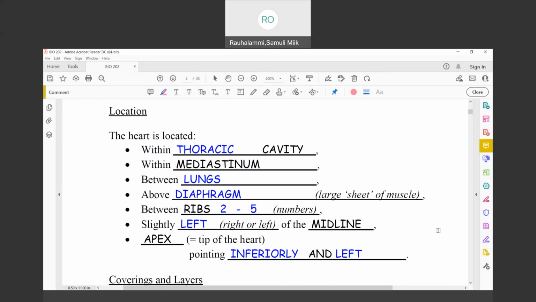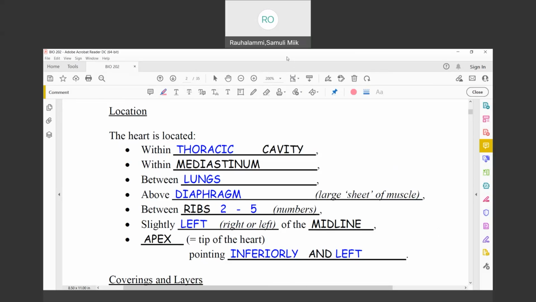space between the lungs. And we saw that in terms of directional terms, the heart was superior to the diaphragm, between the ribs 2 and 5, slightly left of the midline, so slightly left from that mid-sagittal line that you saw earlier on. I could also very well ask you about the apex of the heart. You remember that was the sharp tip, and that was pointing anteriorly, inferiorly, and slightly to the left. So that helped us to position the heart.